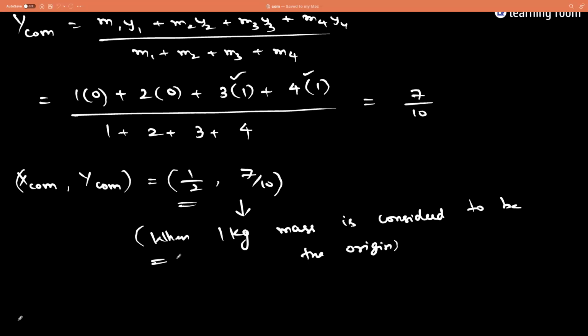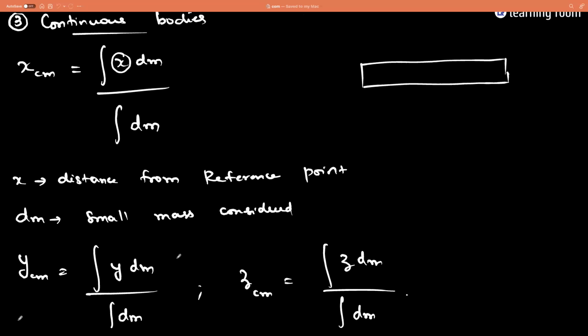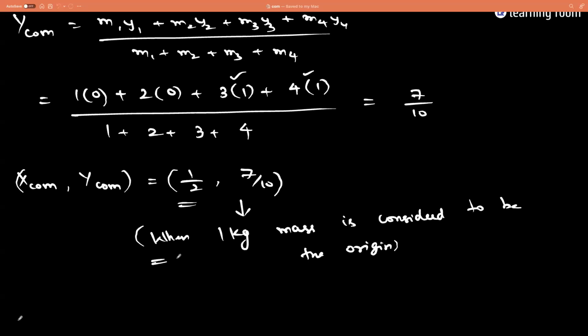Sir, for a continuous body, the x coordinate is the integral of x dm by the integral of dm. The integral of dm we can write as M itself, right? Yes, you can write that.